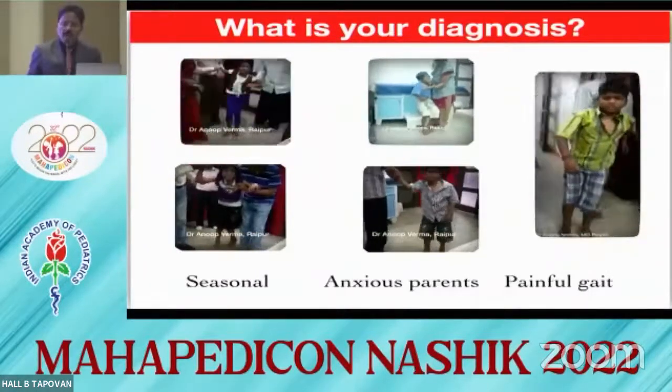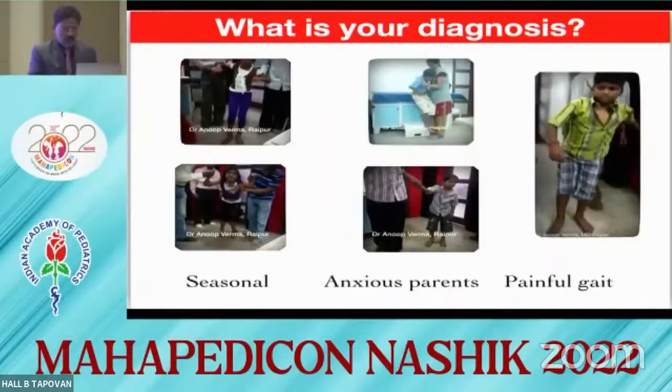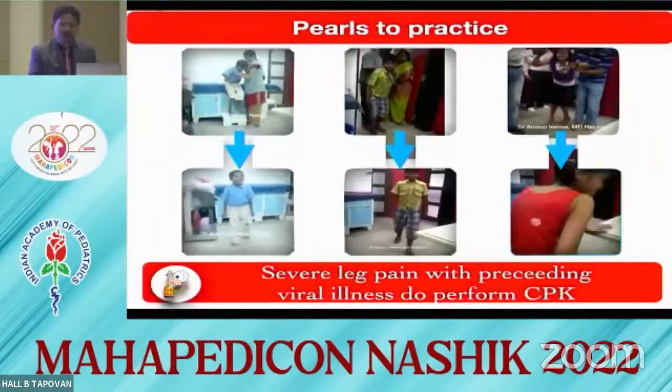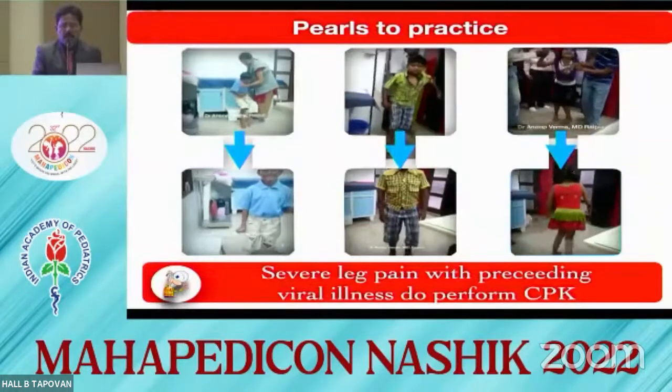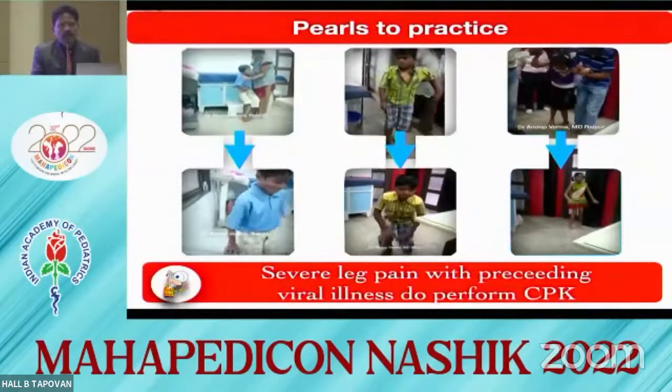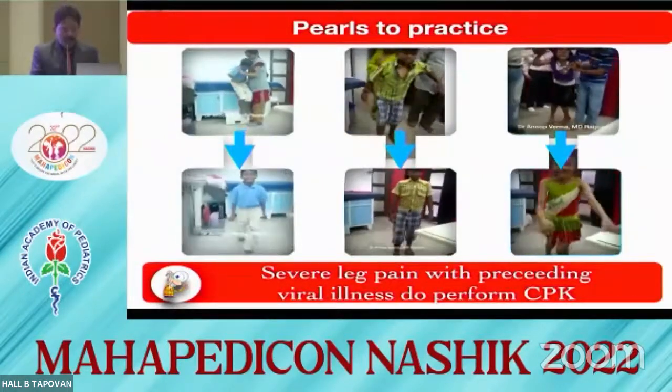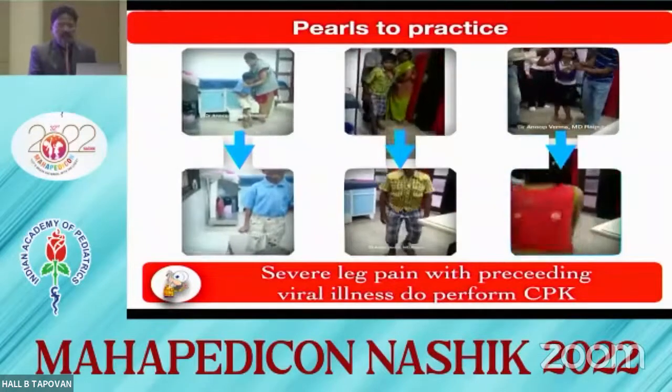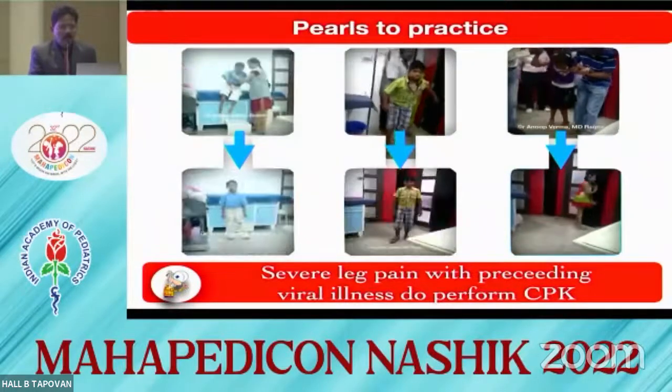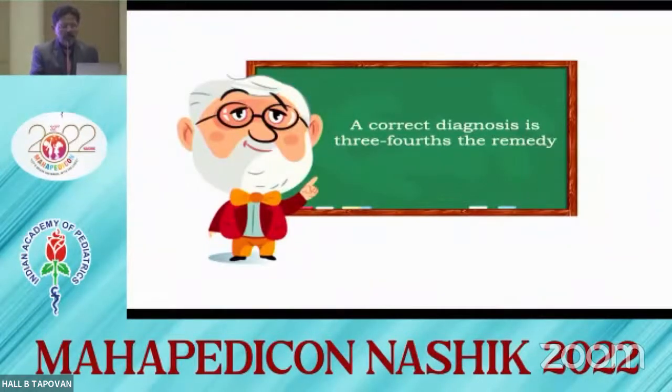It is such a painful condition. So it is very important that you do the CPK, which is going to give you sky high values, more than 500 to 1000 as well. So this is a classical benign acute childhood myositis. So the correct diagnosis is the remedy, as someone has rightly said. If you know that this is BACM, there is no need to do more. Otherwise, admission, investigation, so it is very, very important.